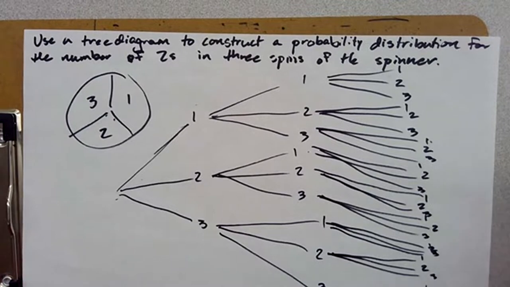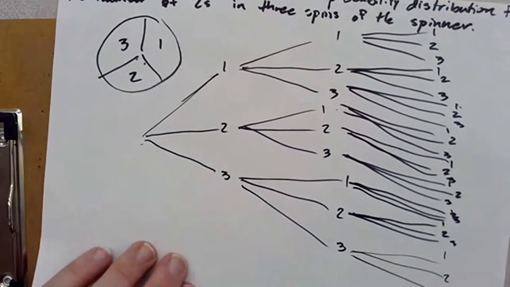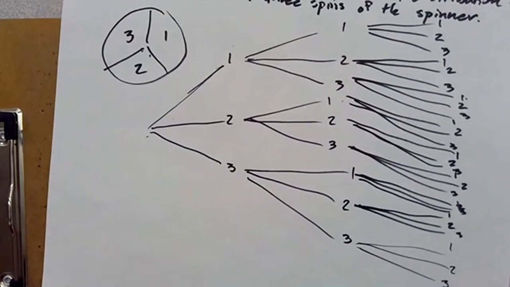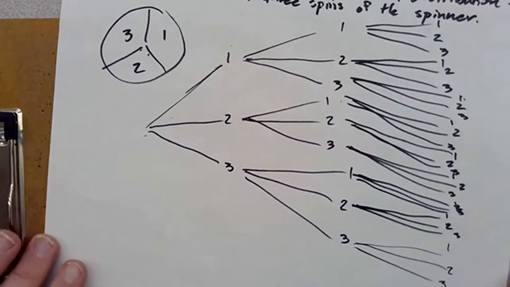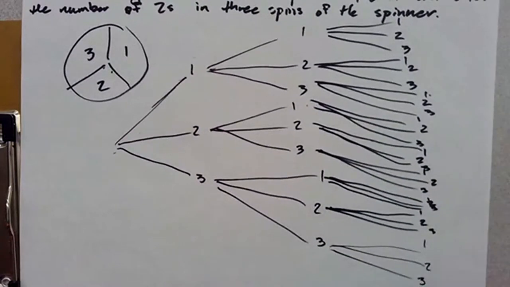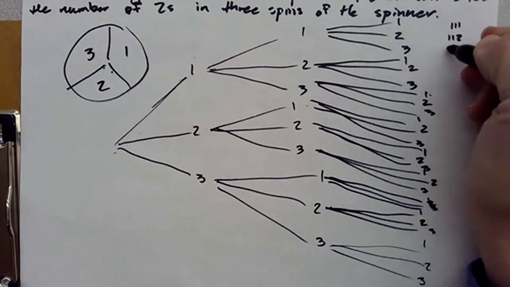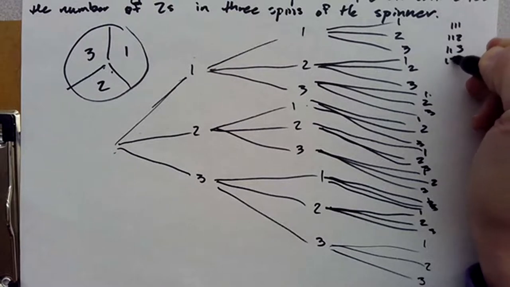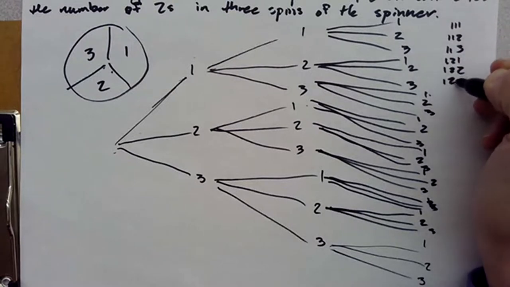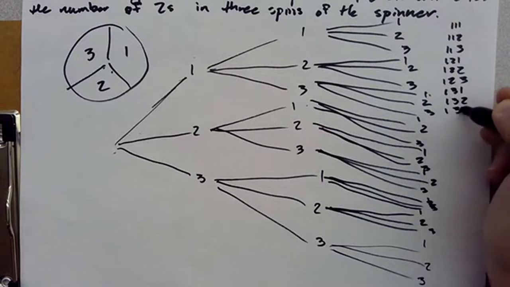Okay, so here we have all the possibilities, and some of them aren't visible down there at the bottom. That pretty much makes it all clear. And we can enumerate what each of these possibilities are. From up here, we have 1,1,1; 1,1,2; 1,1,3; 1,2,1; 1,2,2; 1,2,3; 1,3,1; 1,3,2; 1,3,3.